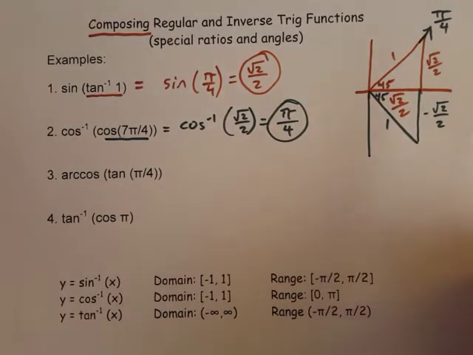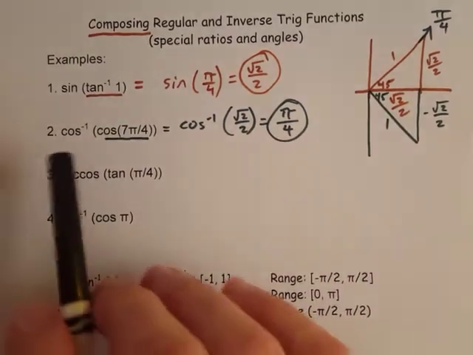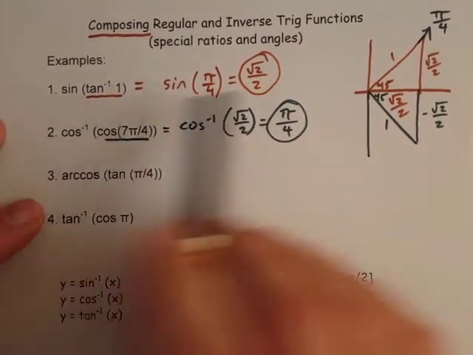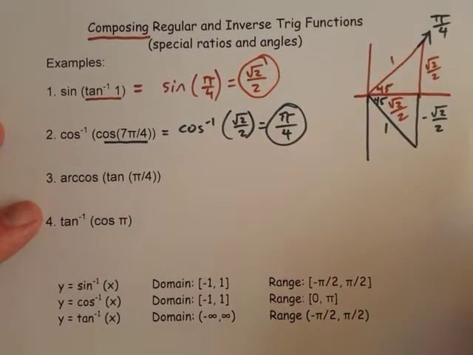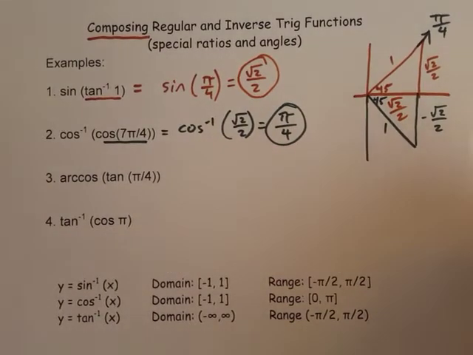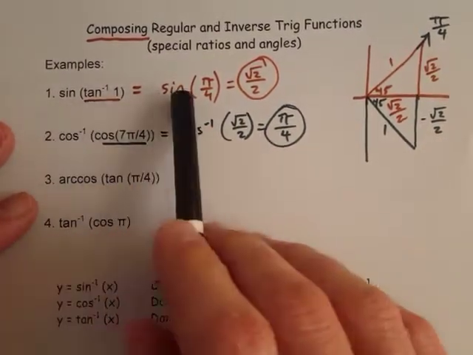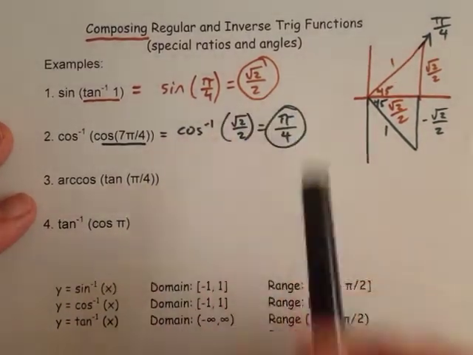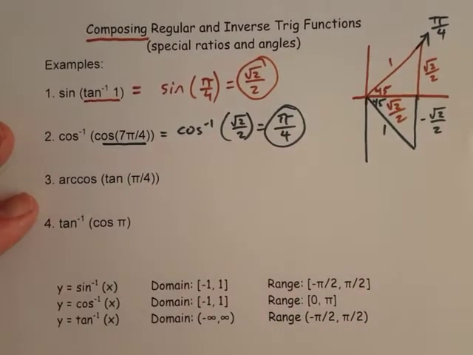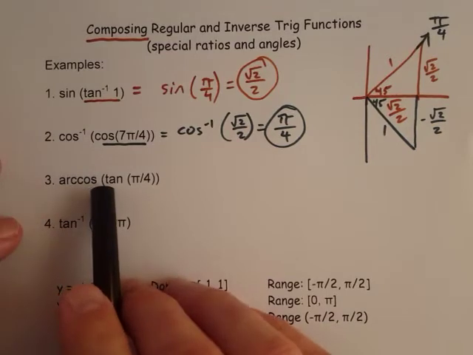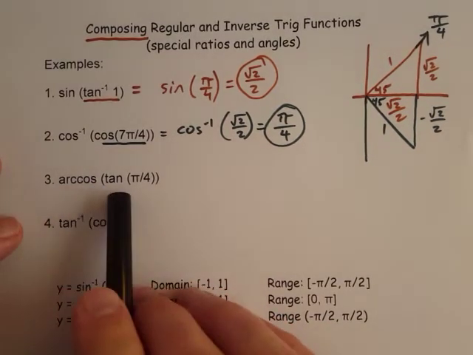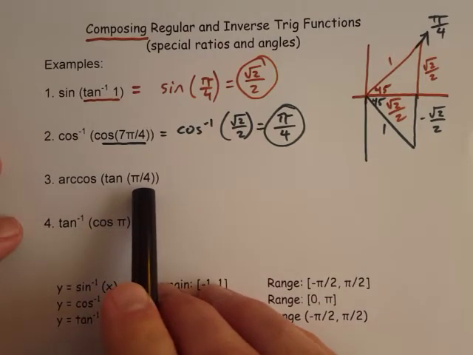Just reiterating here the things that I'm looking for when you're doing these compositions. For one thing, drawing pictures with everyone, that's been the way it has been for the last few sections. But then also remember that I'm looking for you to rewrite this into one intermediate step before you jump to the answer. And we'll continue that pattern going forward in this one. Next one, number 3, is the arc cosine of tangent of pi over 4.